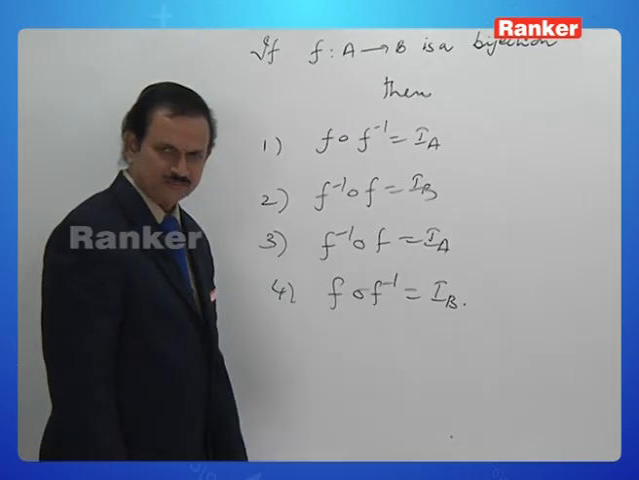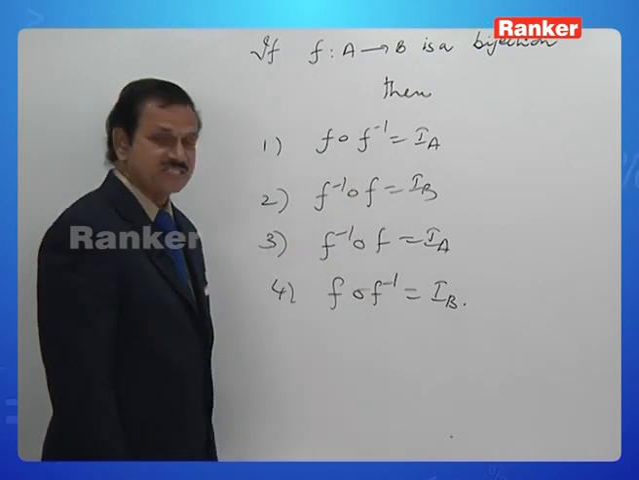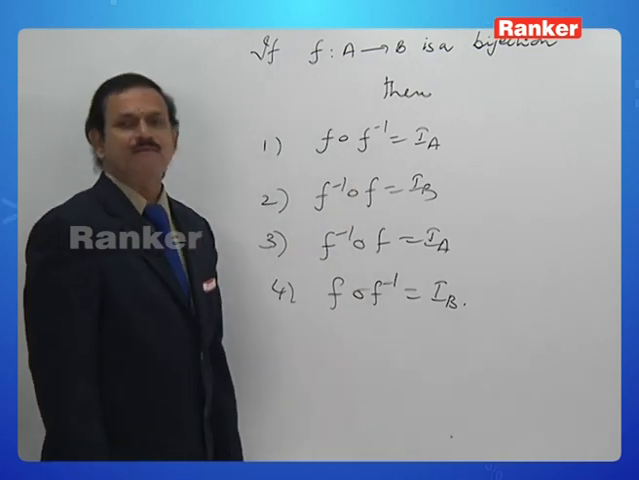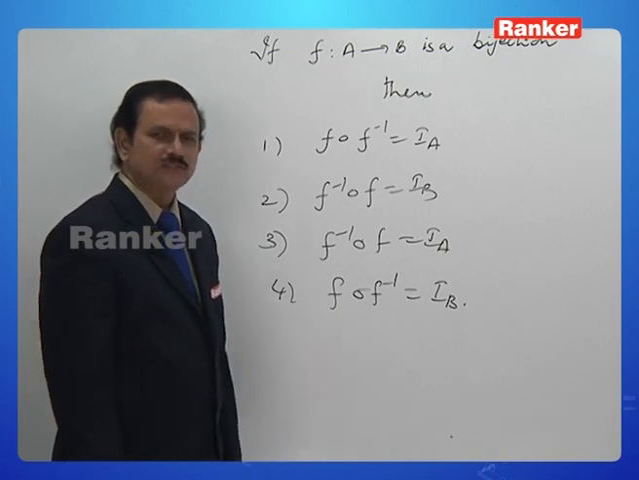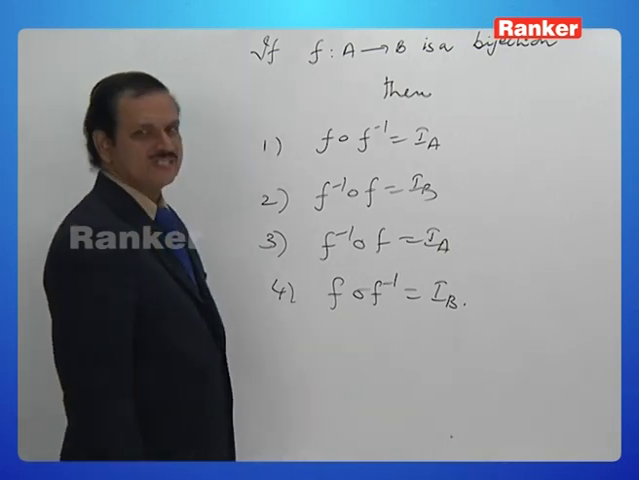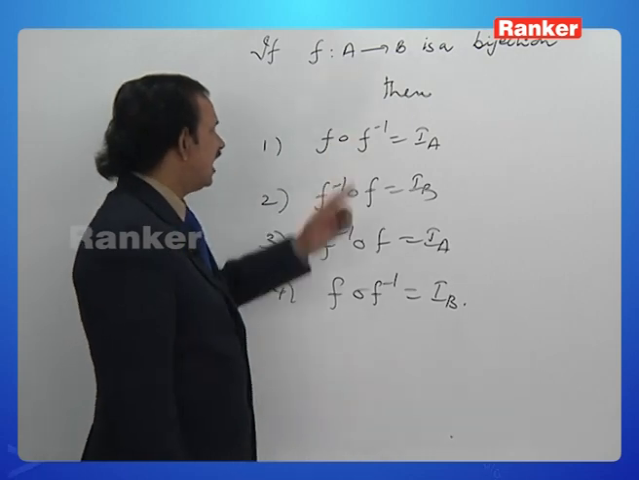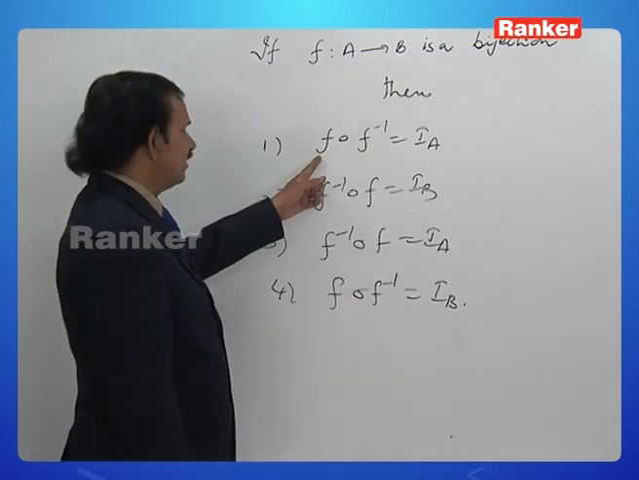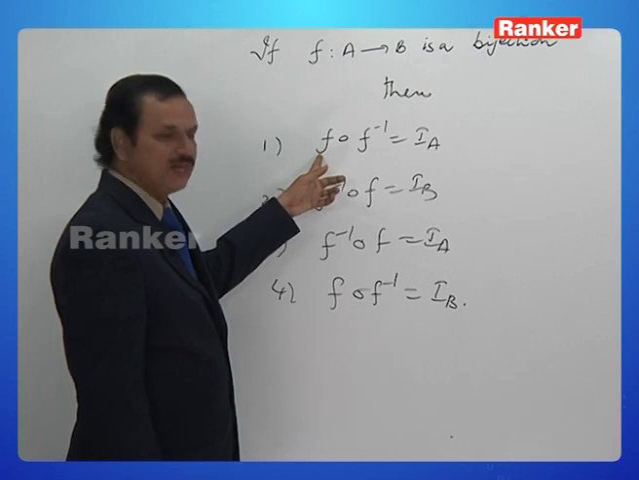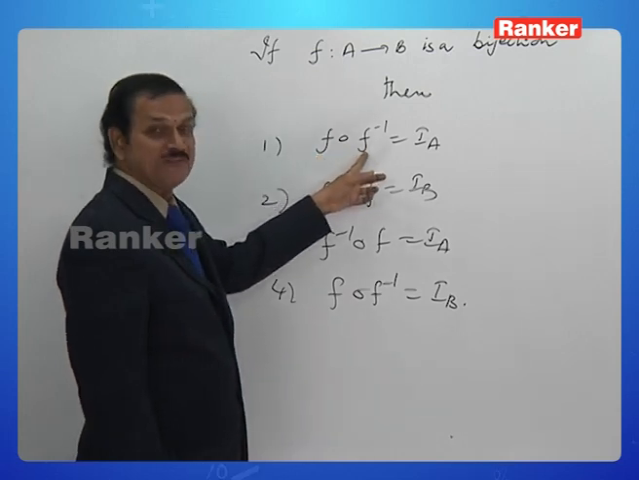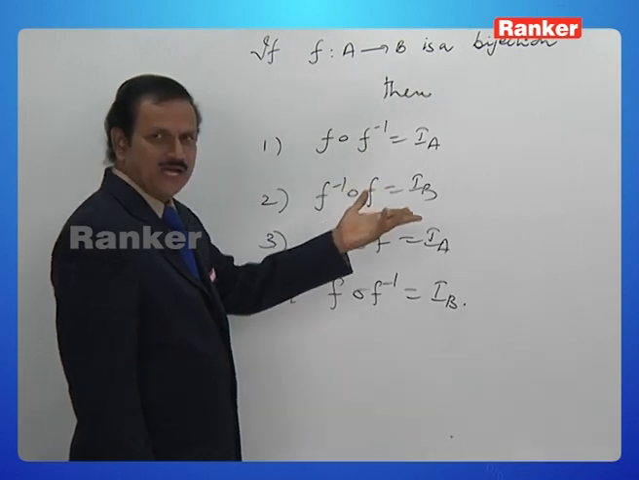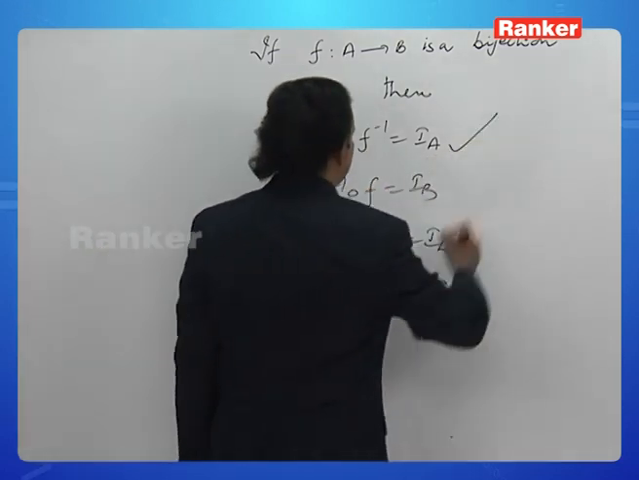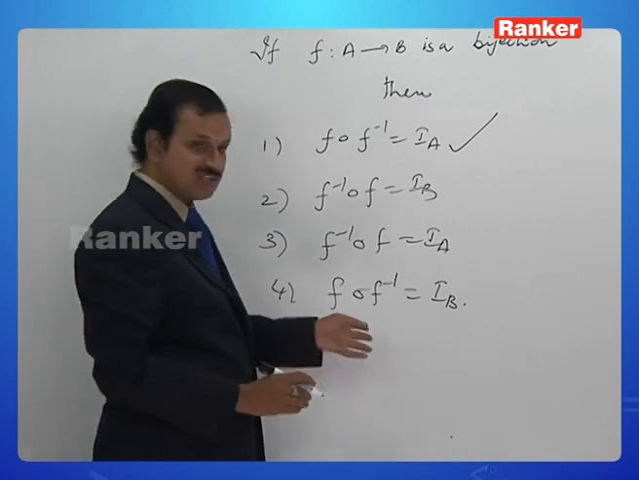Which is correct? f is a bijection, it says. So surely it is invertible. f inverse exists. Well, let us check. f circle f inverse. What is the domain of f? A. What is the codomain of f inverse? A. Is it a function from A to A? Yes, this is correct. Don't leave the other options either.